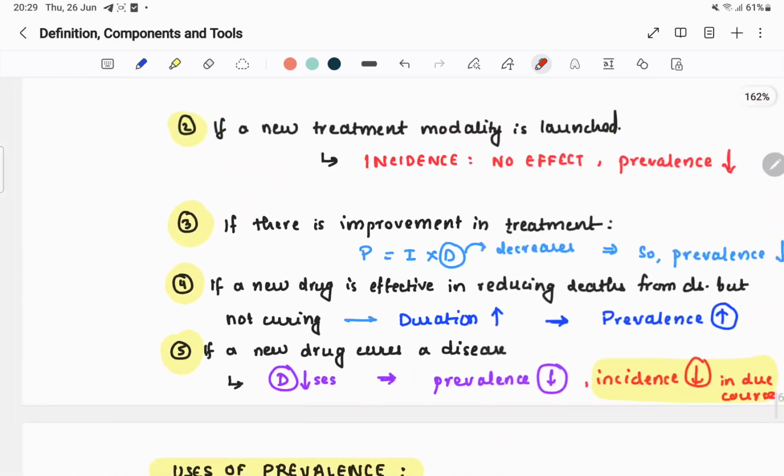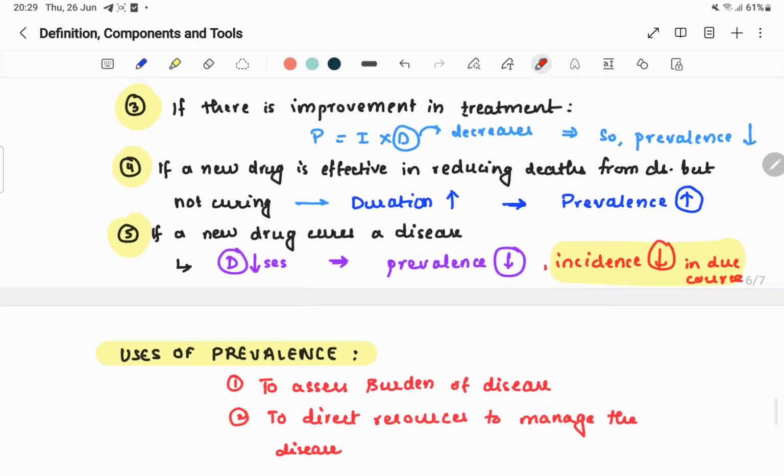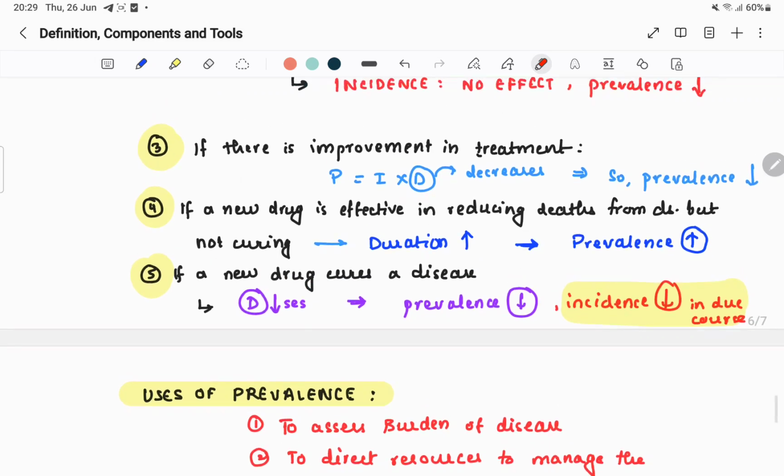Are you able to understand now? Yes. So it will increase the prevalence. If a drug is effective in reducing death from disease but not curing, it will increase the prevalence. If a new drug cures a disease, then disease duration decreases. The person suffering from lung cancer is cured. So what will happen to prevalence? Prevalence will decrease.